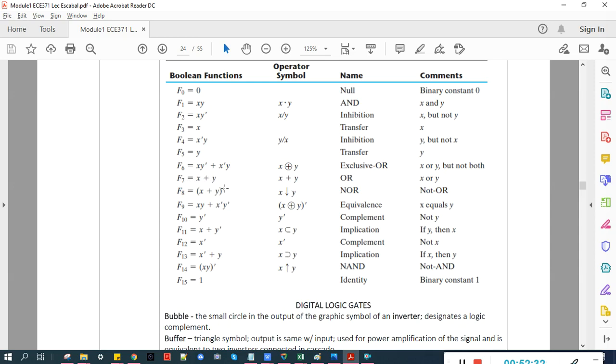This is the NOR. We just negated or took the complement of the OR operation. That is x or y, then prime. The NOR operation symbol is a down arrow. So x nor y.